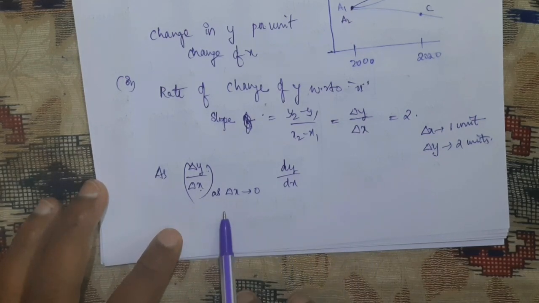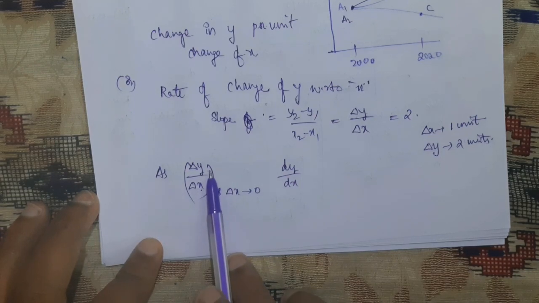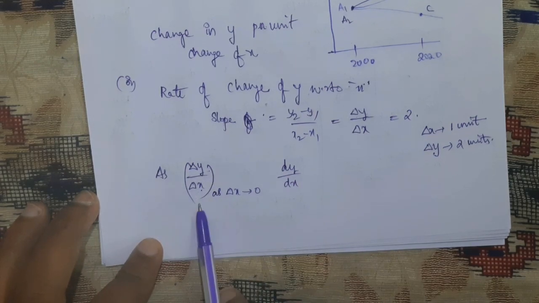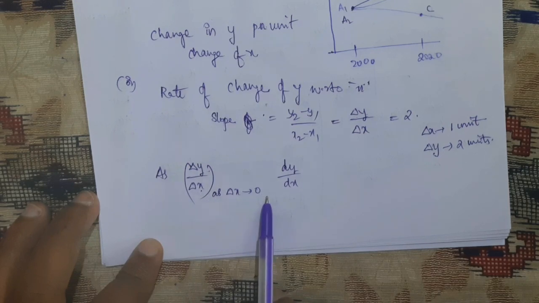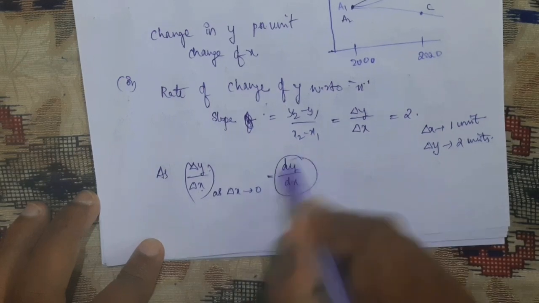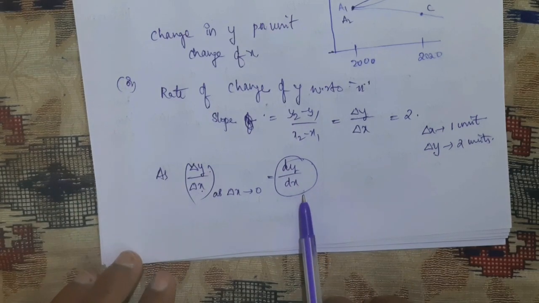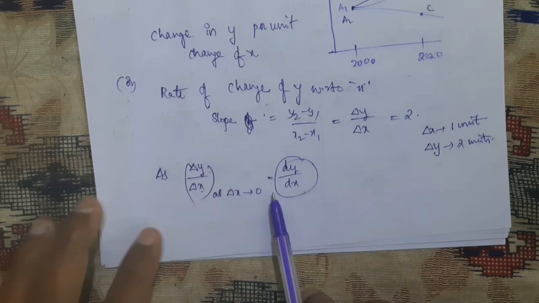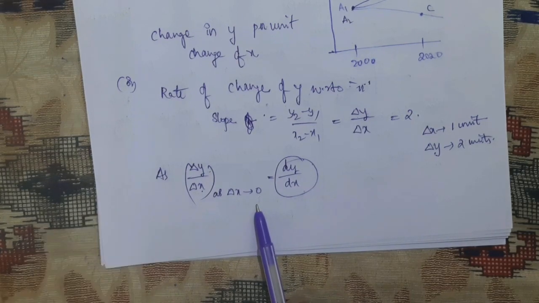Change in value of y. Remember, you can write it as a note point: change in value of y with respect to x, where that x is a very small change in value, we will write it as dy by dx. Dy by dx means rate of change of y with respect to x, but that x is a very small changing value, nothing but delta x tends to 0.